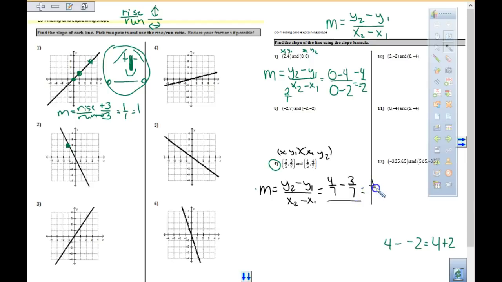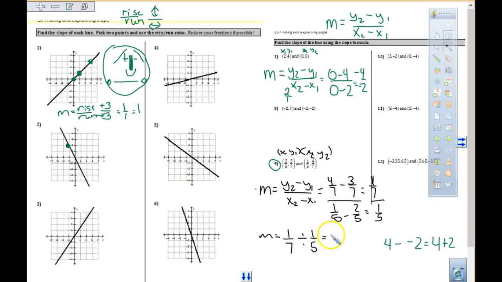That's going to equal 1/7. In our denominator, we are going to have 1/5, our x sub 2, minus 2/5. They have a common denominator, so we can subtract, and we get 1/5. So this is really our problem. We have 1/7 divided by 1/5.